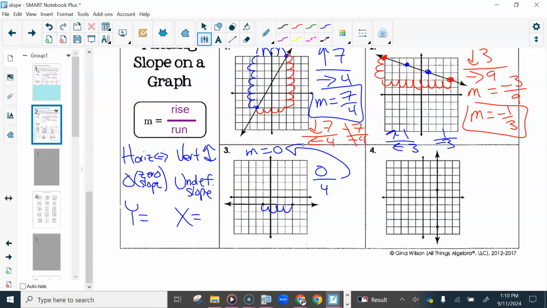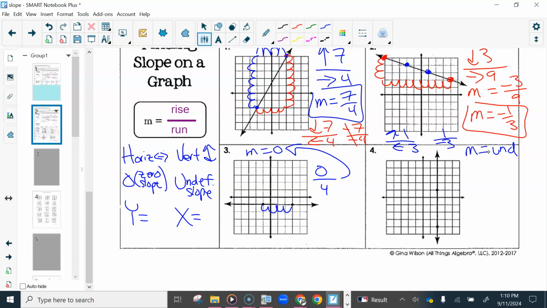So then the next one should be undefined. You put UND for short. UND for short. And again, if you know that, great. If you want to count it, you could also do that.